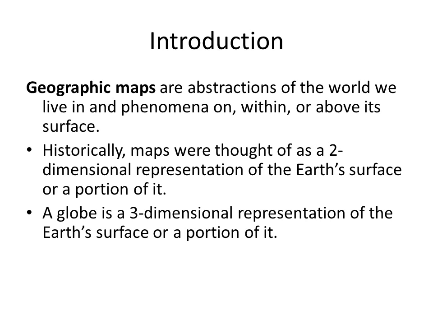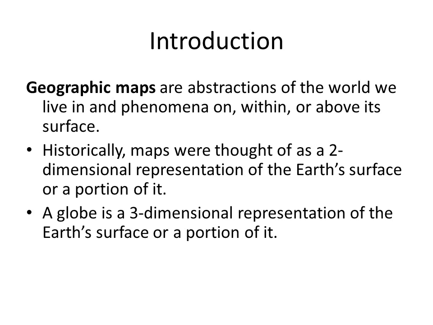So, if we go down to points 2 and 3 there, maps were thought of as a two-dimensional representation of the Earth's surface or a portion of it. And it's useful for you to keep that in mind because it's still, in many ways, a good working definition, especially when you look at how maps are differentiated from globes. And a globe is a three-dimensional representation of the Earth's surface or a portion of it. So back up to the top there, geographic maps are really abstractions of the world we live in.